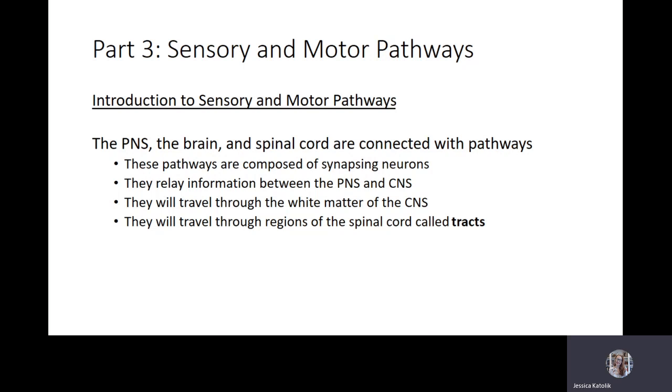These axons are not just going to be disorganized. Rather, axons are going to be bundled together based on the part of the body that they supply or the function that they perform. So there is very neat and tidy organization of these axons in the spinal cord.